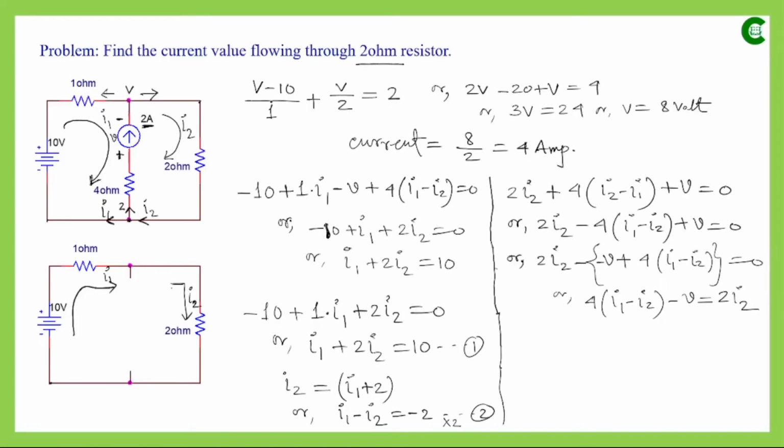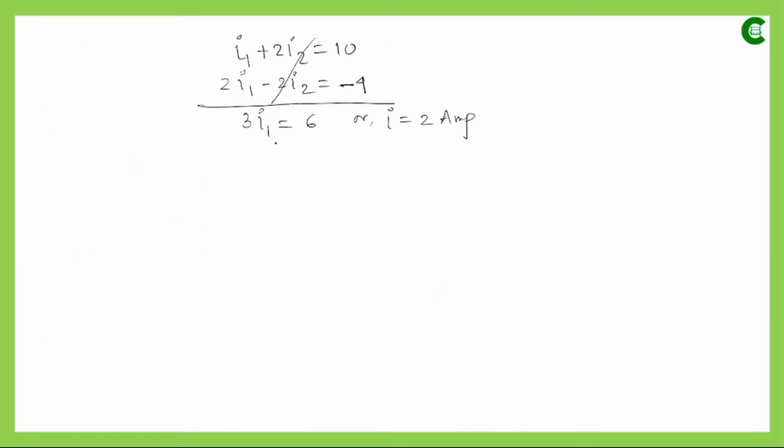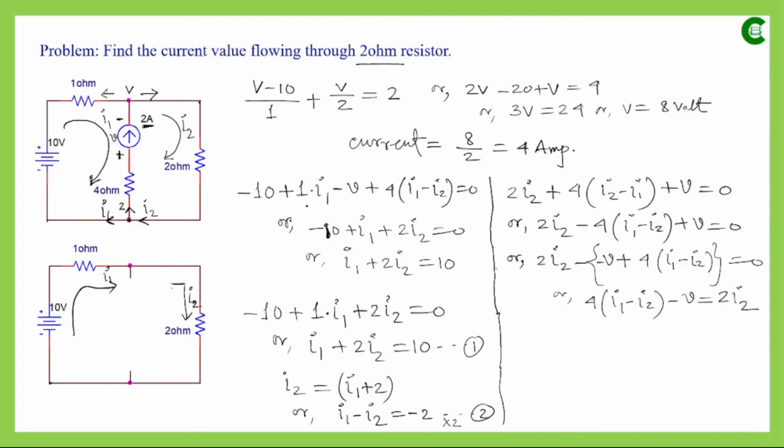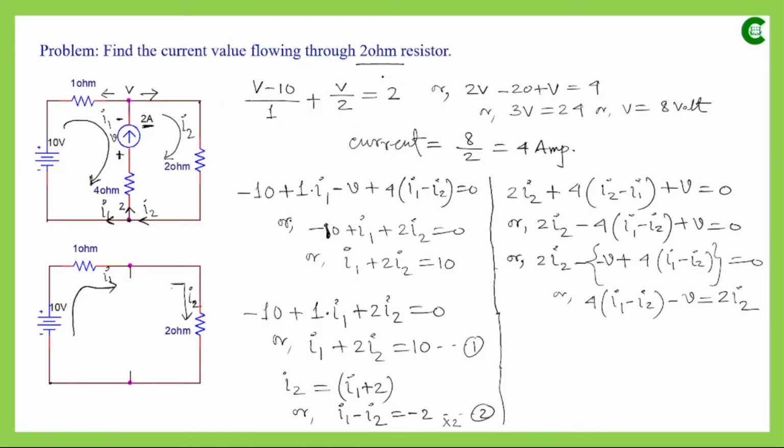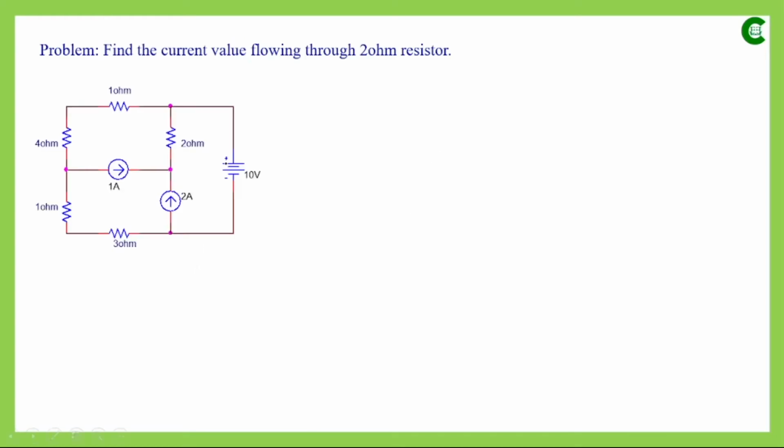But our requirement was to find the current through this 2 ohm resistor, so we need the value of I2. I2 can be easily found now that we have I1. The second equation was I1 plus 2, so I2 will be 2 plus 2, that is 4 ampere. So the current flowing through this 2 ohm resistor is 4 ampere, which we already found by applying node analysis. Since this time we want to learn the concept of supermesh, we applied mesh analysis and obtained the same value.